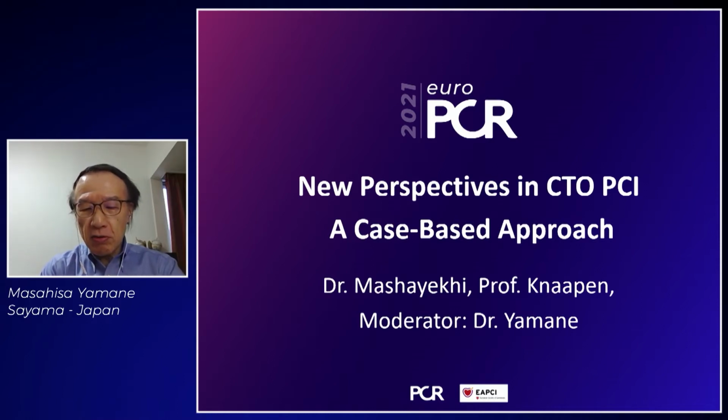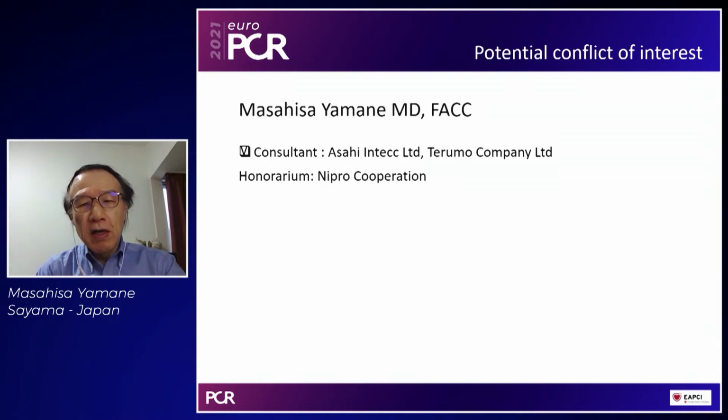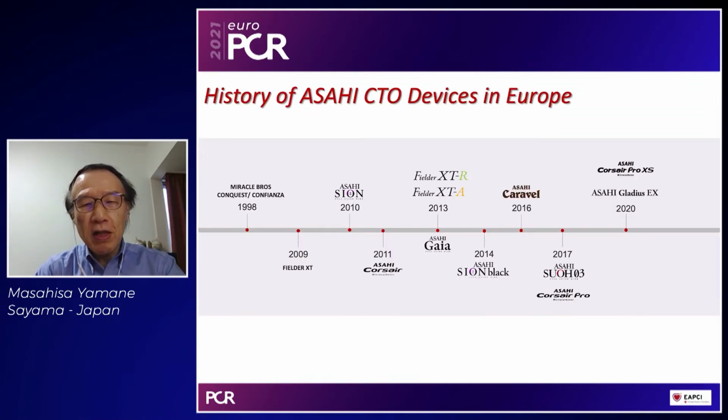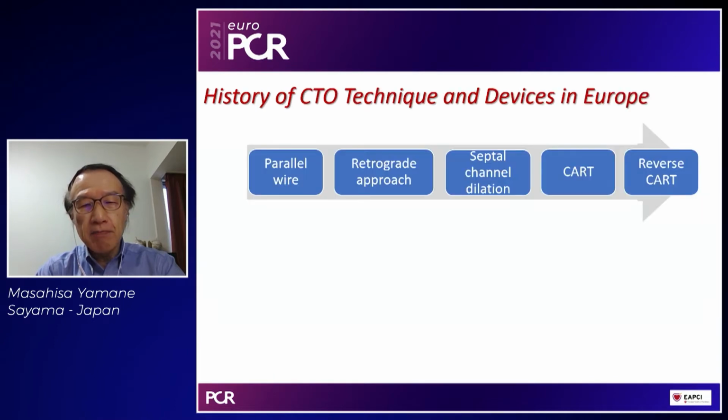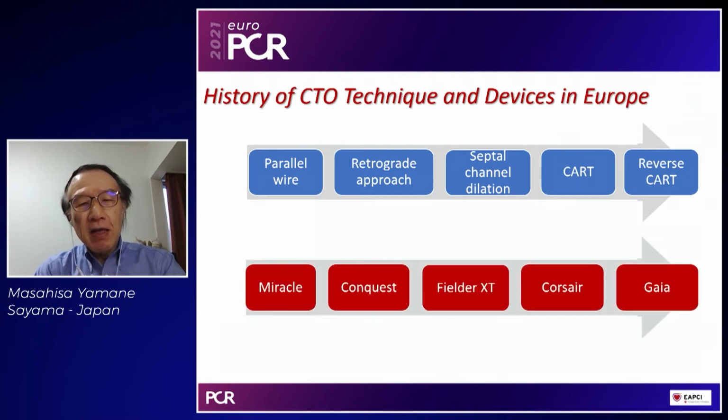So I'd like to talk about some specific history of the CTO technique as well as its developmental history. As you know, over these 15 to 20 years, we have been struggling with CTO PCI, but at the same time, we can achieve a great number of successes. Among them, with technical development, we have achieved close to or more than 90% procedural success rate and less than 2 or 3% major mortality and complication rate.